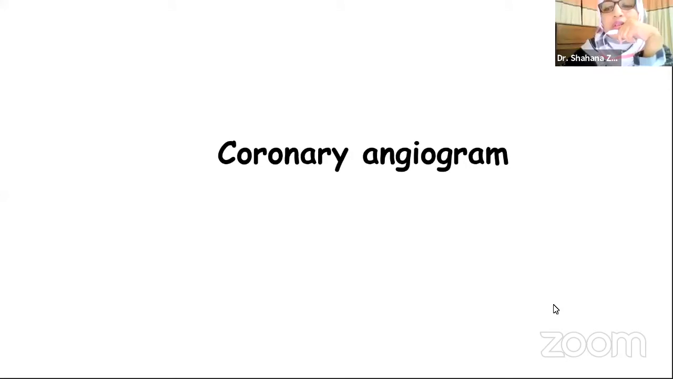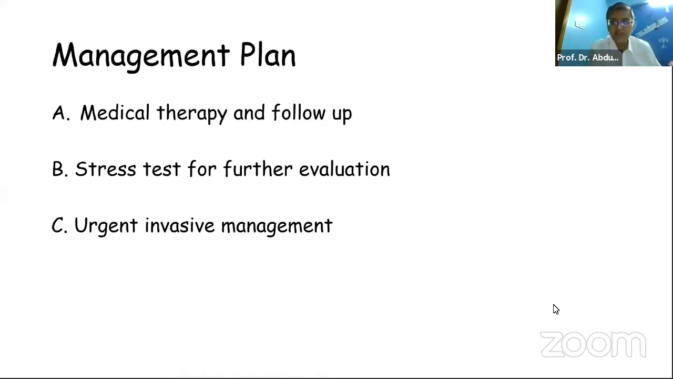This is a real life scenario, and this is something that we find and people miss. As Hafiz Bhai was saying, this patient should not have any stress test, number one. Number two, medical treatment should be started aggressively immediately, and this patient should have urgent invasive management.